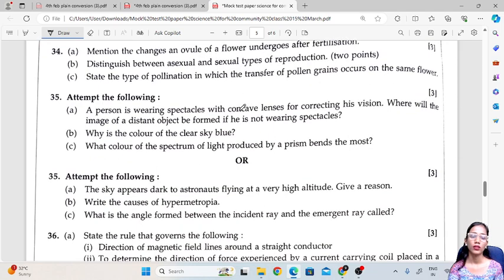Now the next is: state the type of pollination in which transfer of pollen grains occurs on the same flower. Same flower means it is self pollination.